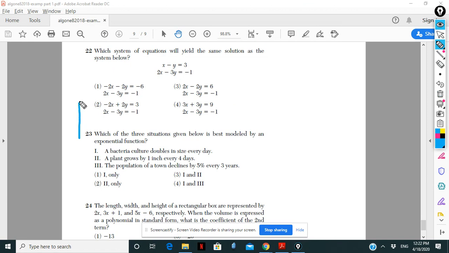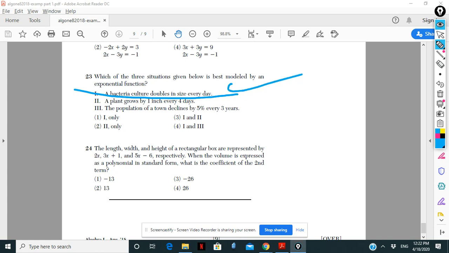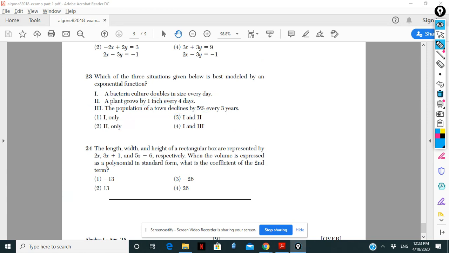Question number 23. Which of the three situations given below is best modeled by an exponential? So exponential means I have a common ratio. If you're looking at bacteria doubling in size, that's yes, exponential. A plant grows by 1 inch every 4 days, that's a constant rate, so that's linear. So this one is incorrect. The population decline means decrease, okay, so far still exponential because it's a percentage ratio. So 1 and 3 are correct, so the answer is 4.